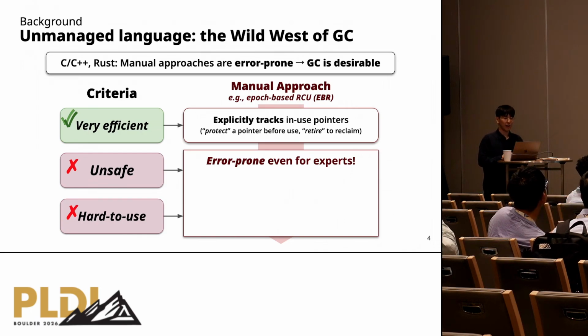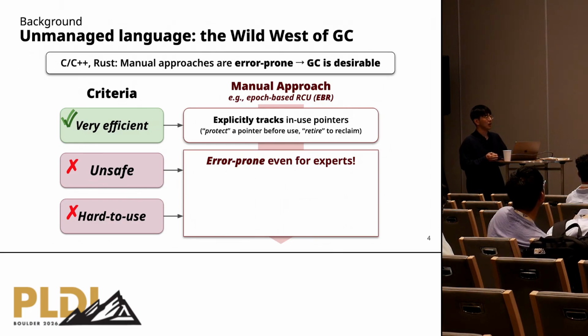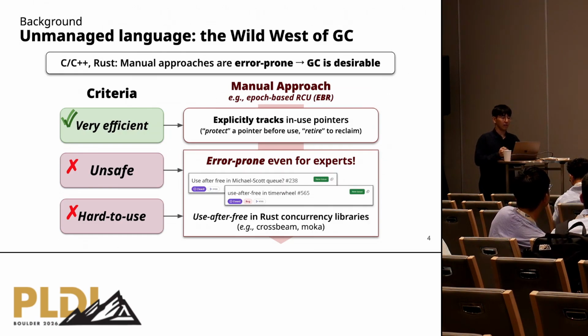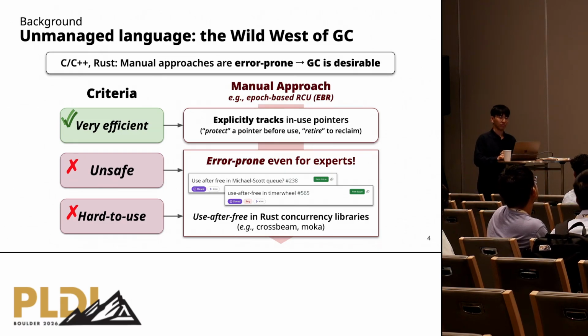Manual tracking is well known to be error-prone, even for experts, because protecting or retiring at the wrong moment breaks the whole program. So it is both unsafe and hard to use. These are real use-after-free bugs from widely used Rust concurrency libraries. So even in unmanaged languages, automatic GC is highly desirable.